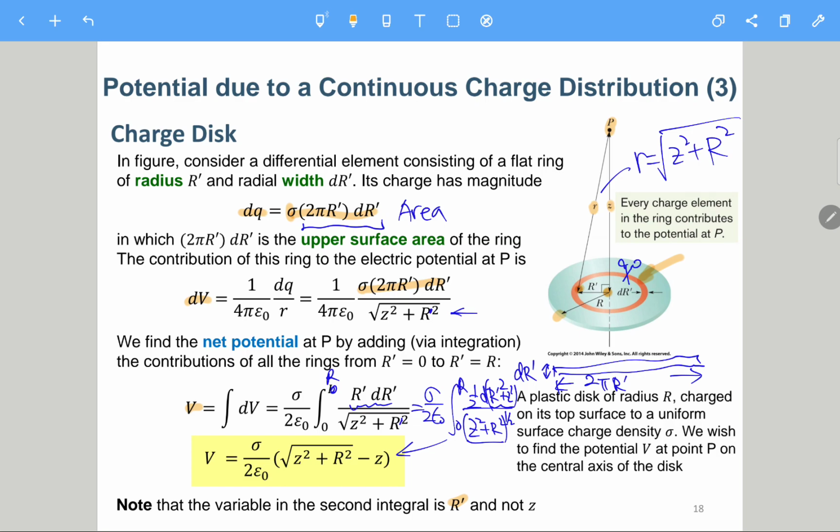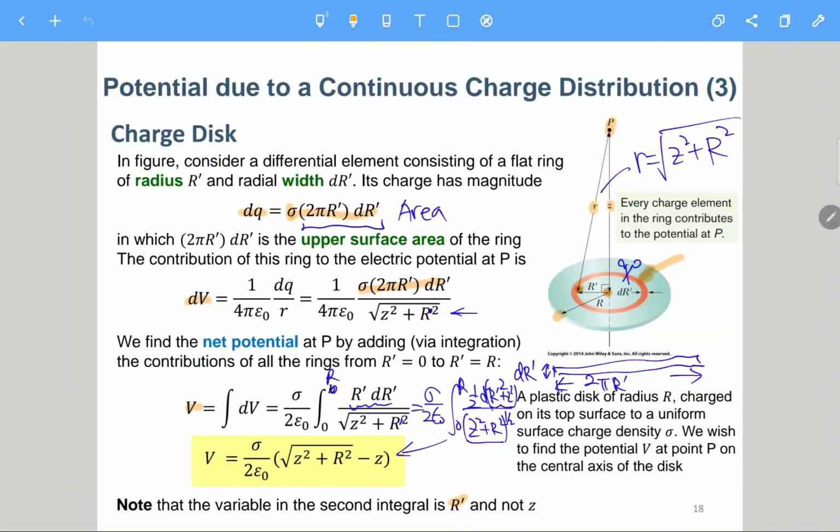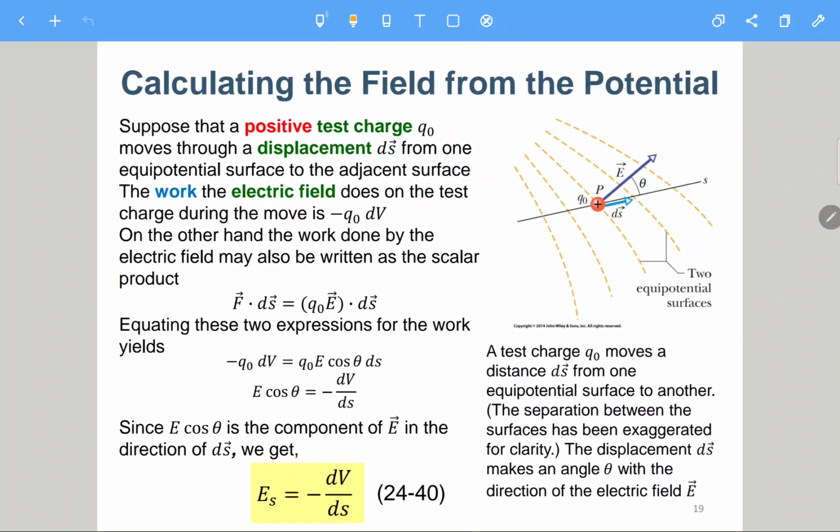So any questions? Okay, so this is the expression for the potential of a charge disk.